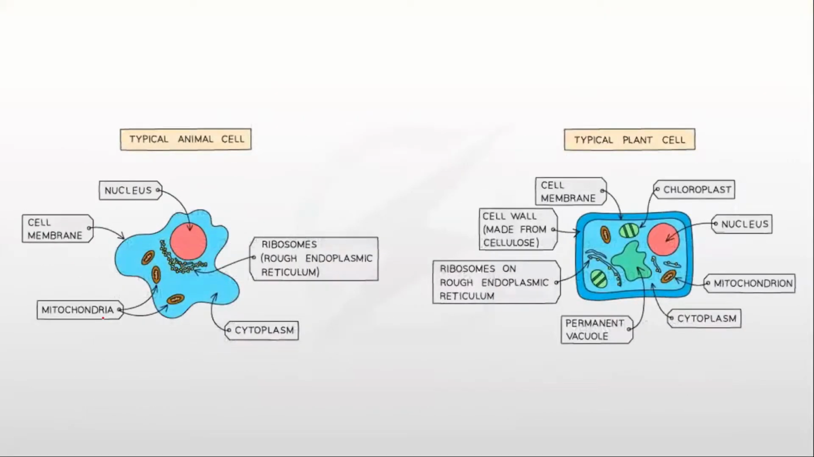In front of you, you have two types of cells. One of them is known as a typical animal cell and the other is a typical plant cell. Now the thing is that there are some common differences and common similarities as well. For example, अगर हम animal cell को देखें, they both have a nucleus.